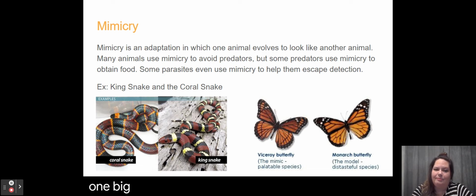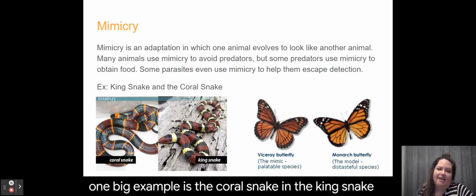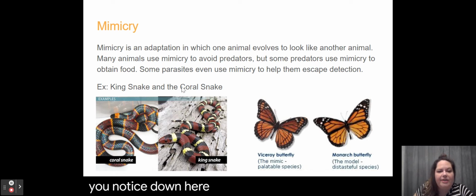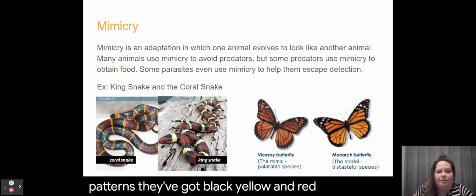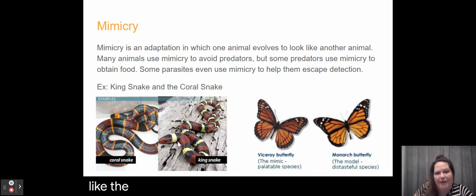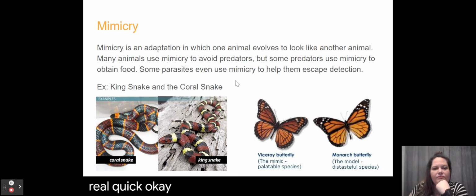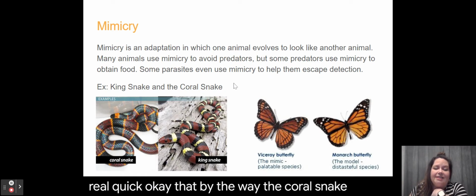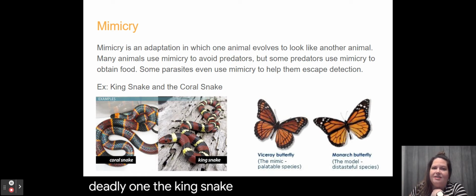One big example is the coral snake and the king snake. If you notice down here, they both have similar color patterns. They've got black, yellow, and red. Predators aren't going to stop to see the exact pattern of the colors. They're just going to notice this general pattern and nope out of there real quick. By the way, the coral snake is the deadly one. The king snake is non-poisonous.